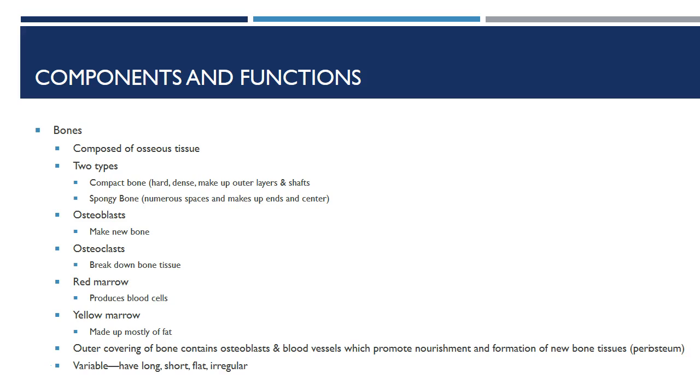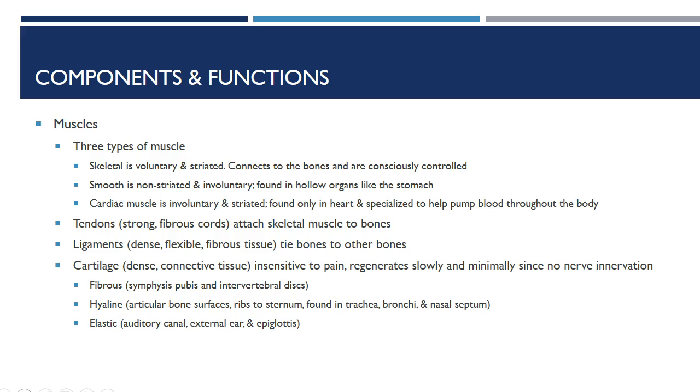The bone has red and yellow marrow. The red marrow produces your red blood cells, and the yellow marrow is made up mostly of fat, which is why it's yellow. The outer covering of your bone contains osteoblasts and blood vessels, and these promote nourishment and formation of new bones. This is called the periosteum. Bones can be variable. You have your long bones, your short bones, your flat bones, and your irregular bones.